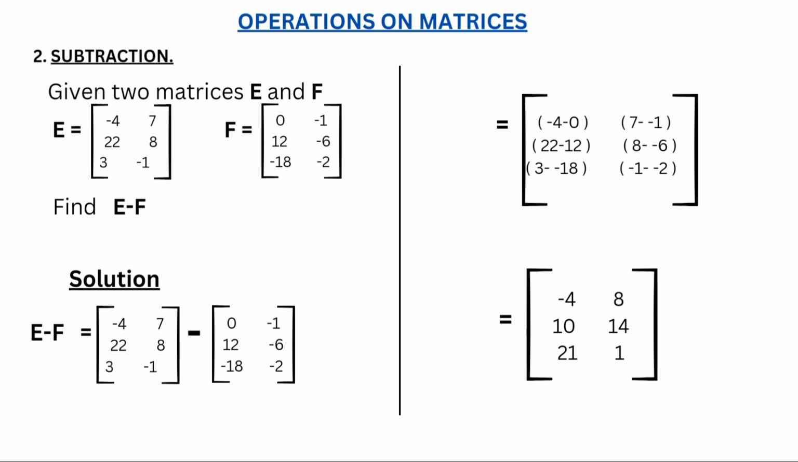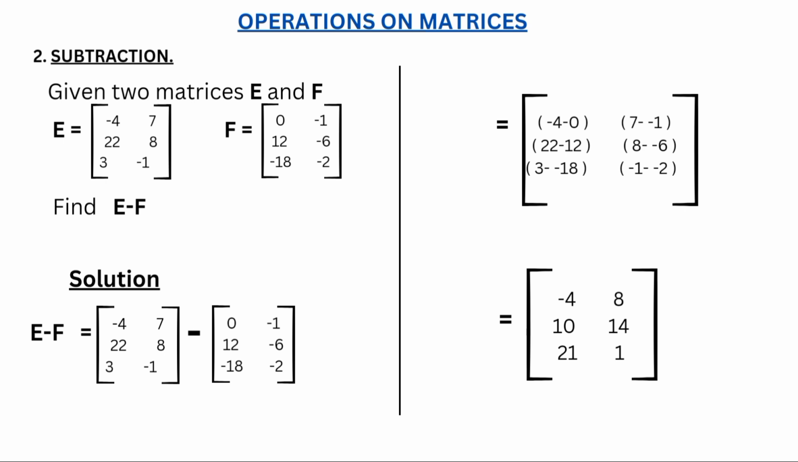So let's go to the solution. We're told to find E minus F. So we do -4 minus 0, 7 minus -1, 22 minus 12, 8 minus -6, 3 minus -18, -1 minus -2. So the answer is -4 minus 0 is -4.